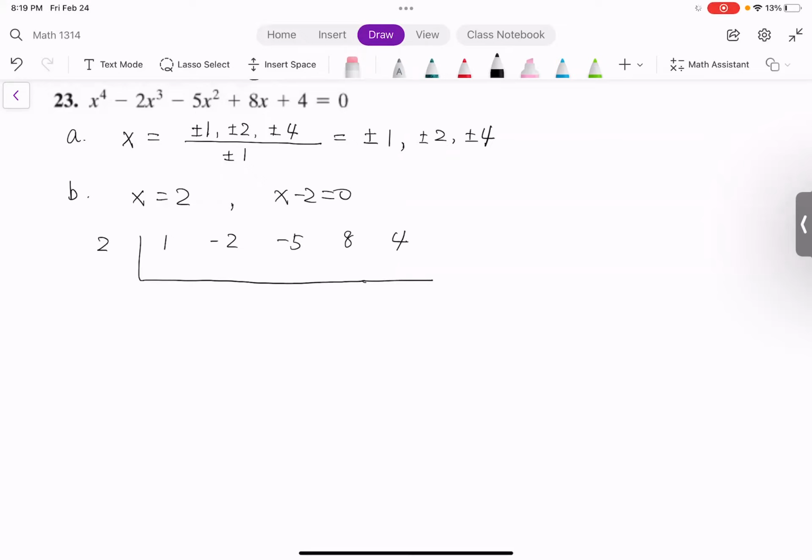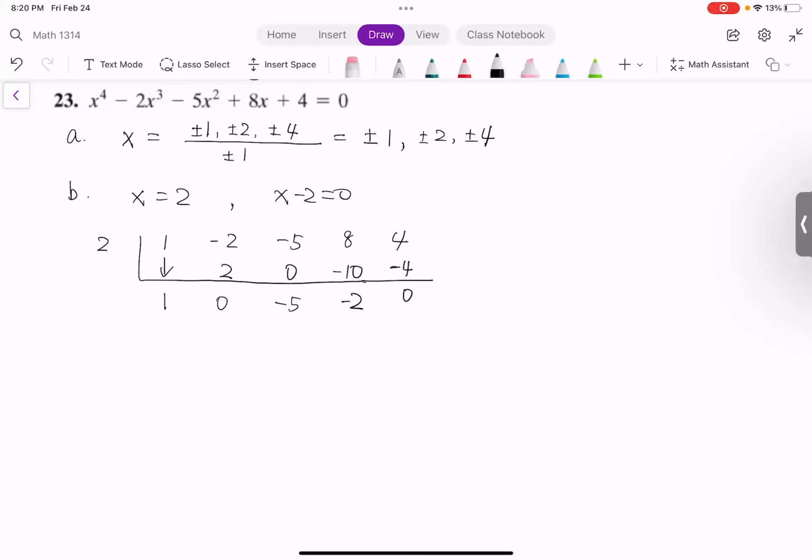Outside, we put 2 here and bring down the 1. 2 times 1 is 2. -2 plus 2 is 0. 2 times 0 is 0. -5 plus 0 is -5. 2 times -5 is -10. 8 plus -10 is -2. 2 times -2 is -4. Yay, we make a 0 here.